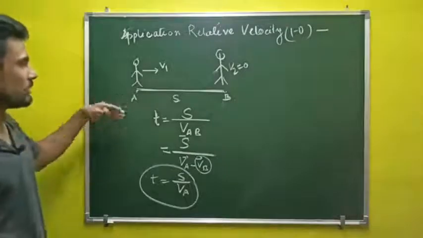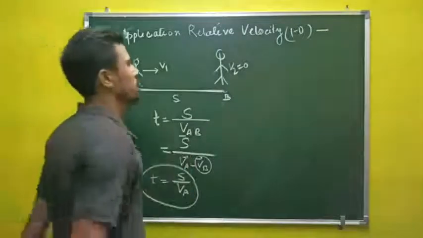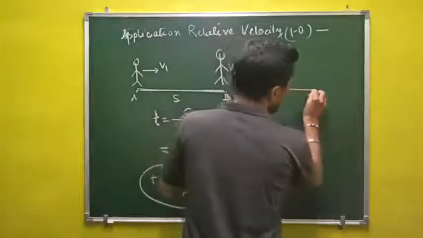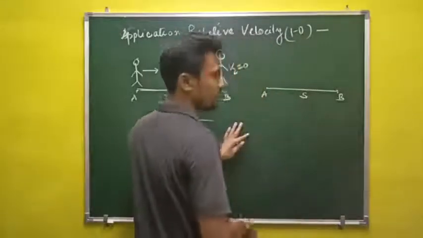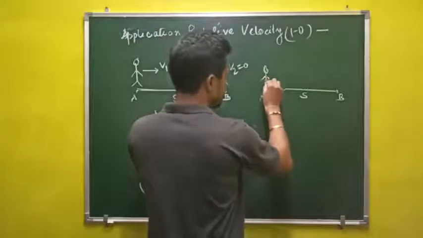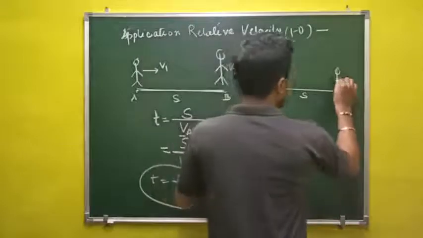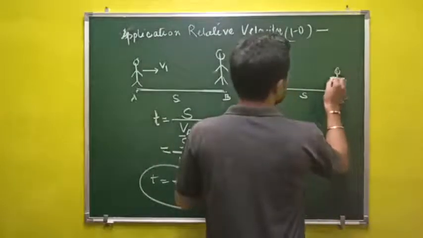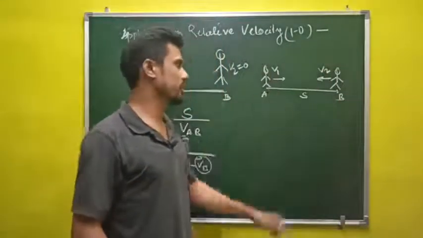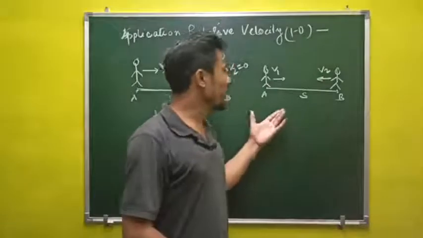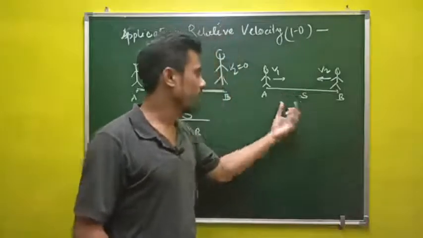You can consider another condition where both the persons are moving towards each other. Suppose you are considering from point A to B, there are 2 points, the distance is t. A person is there with a velocity of v1 moving along this direction, and there is another person whose velocity is v2 which is against this v1 direction. Now it is asked, at what time will both these persons meet each other?